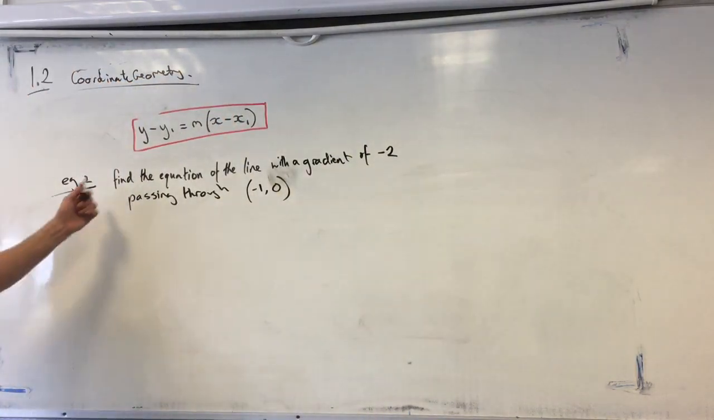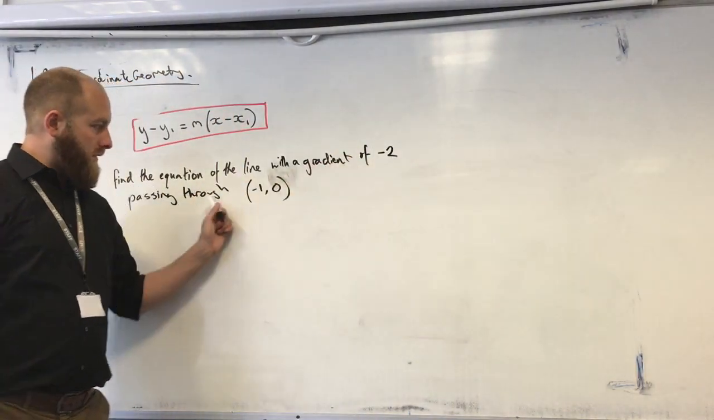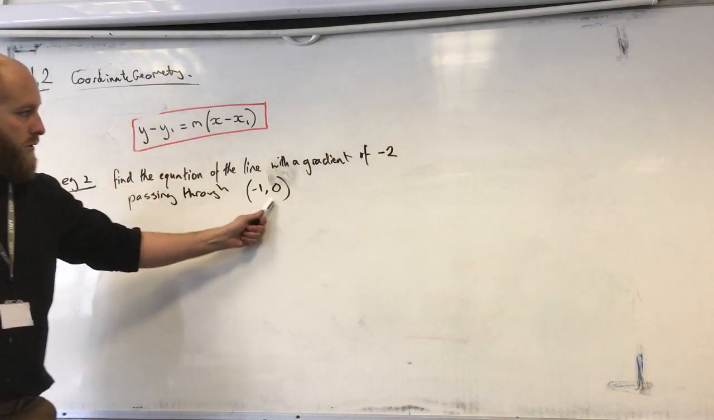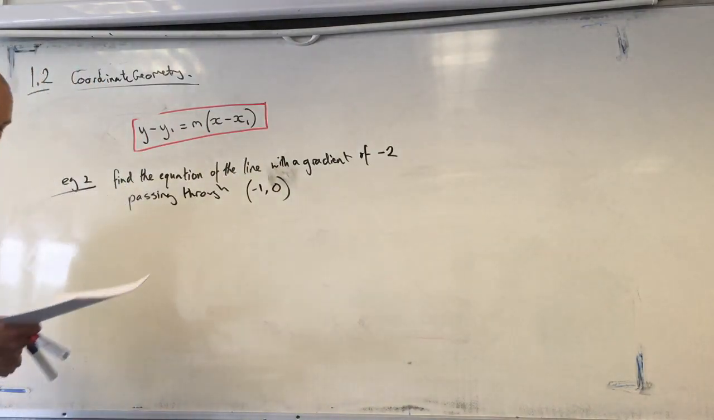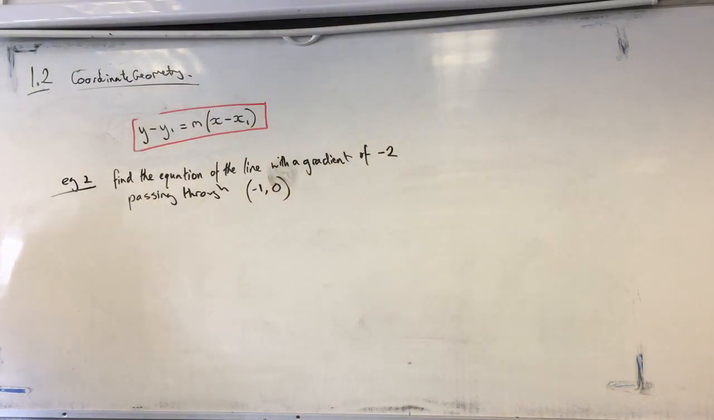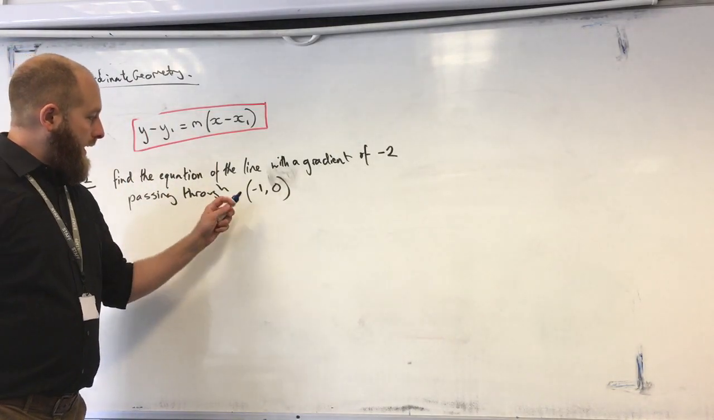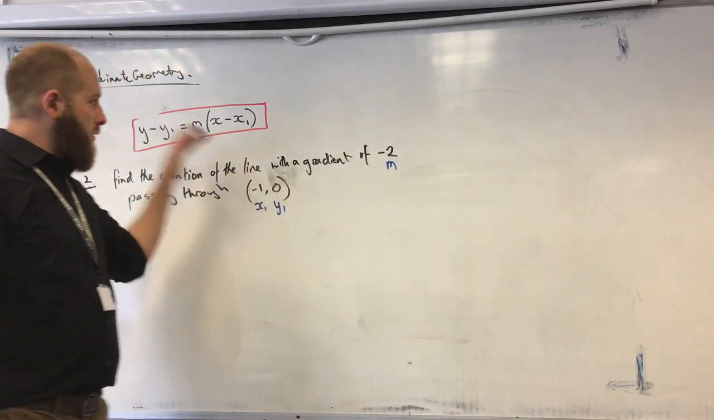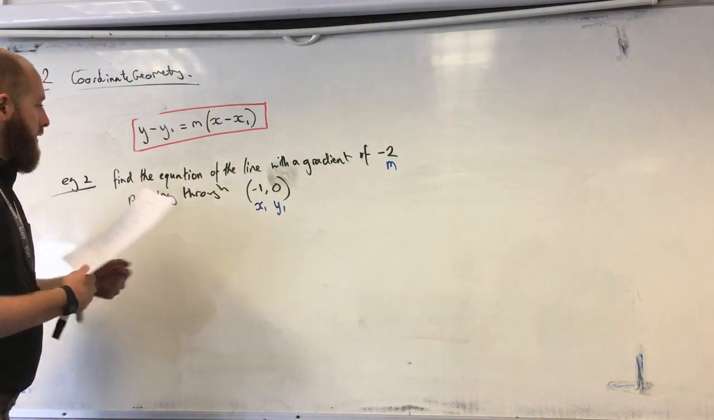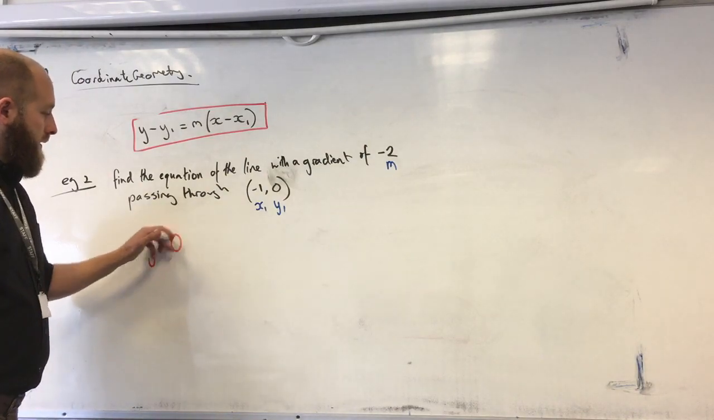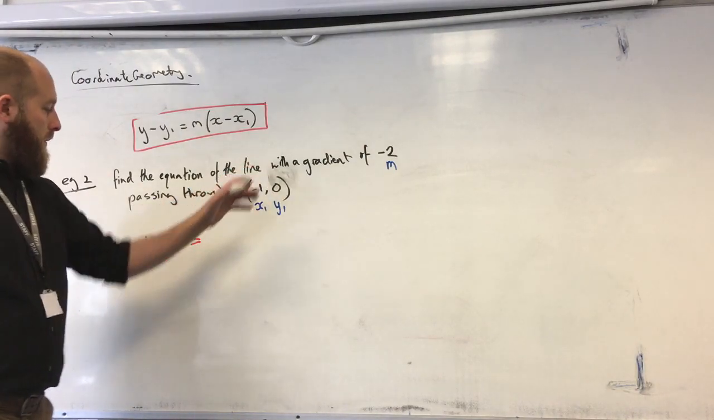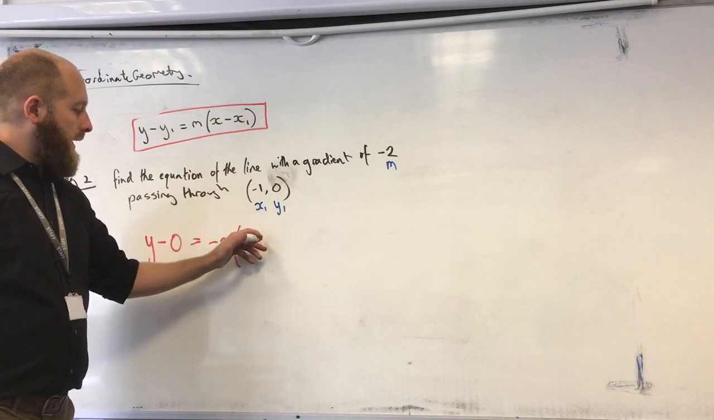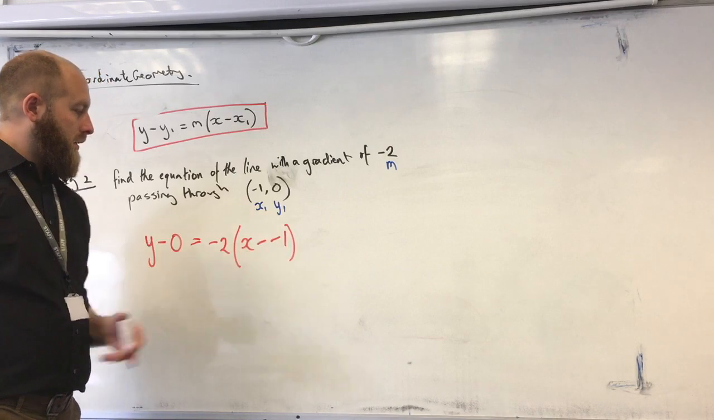Question 2, find the equation of the line with the gradient minus 2 passing through this point. If you want to try this quickly, pause the video, use the equation, use the point, use the gradient, see if you can find the equation of the line. Right, again, we're going to put all these values in. We've got x1, y1, there's m. We're just going to put those where it says in the equation. So we get y minus 0 this time equals minus 2, the gradient, times x minus x1, so it's going to be x minus 1.